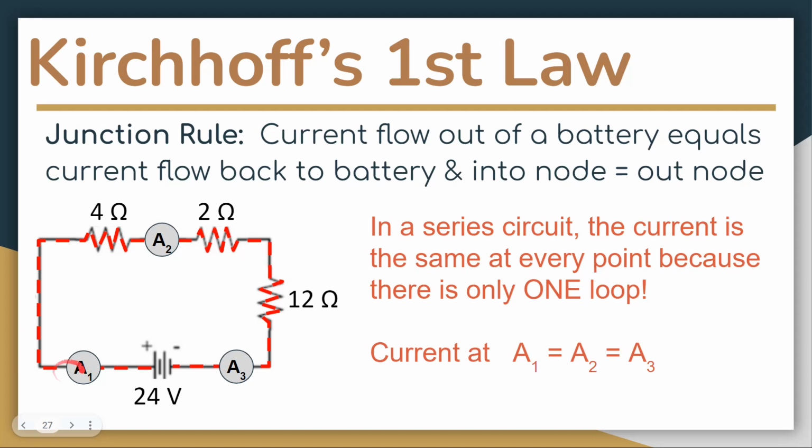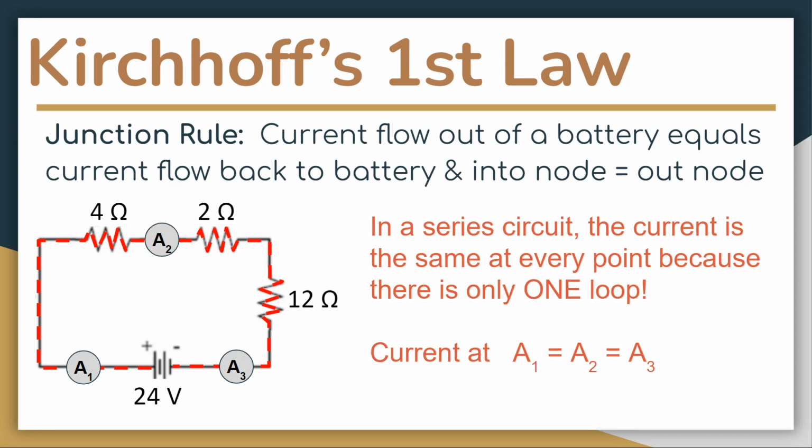If I were to measure my current at different points, the amount of current flowing in through A1 would equal A2, it would equal A3, because they're all on the same loop. The amount of current that flows into my 4 ohm resistor, which would be what's here at A1, equals A2. And the amount of current flowing into the 2 ohm resistor from A2 would equal what comes out over here. And same thing here, what goes in here equals what comes out. And so all of these have equal currents because they're all on the same loop. So we can take Kirchhoff's current rule or junction rule and we can say that in a series circuit, the current's the same at all points.